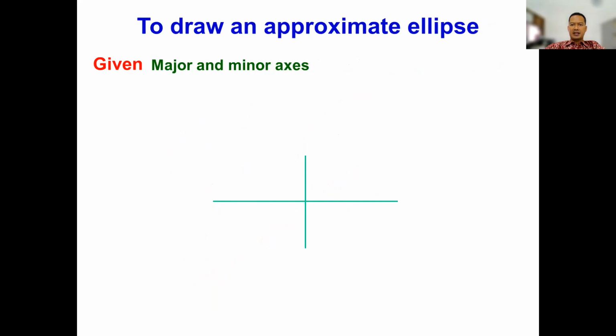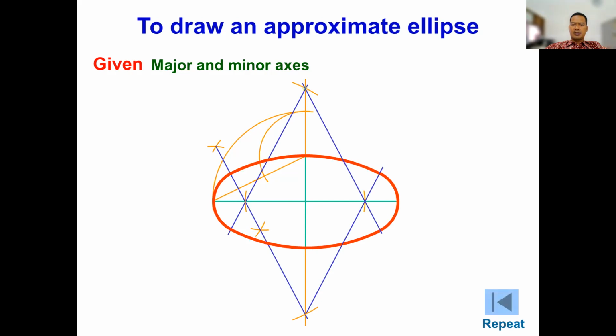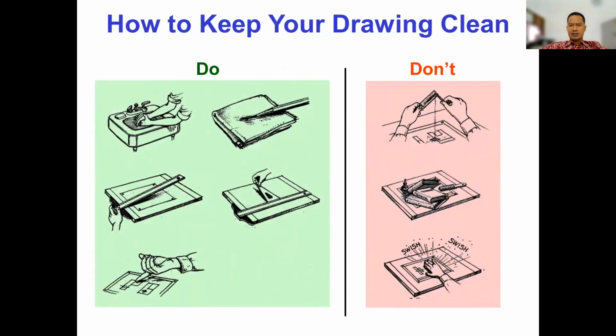To draw an approximate ellipse given major and minor axes, for example, we have major and minor axes like this. Just create a line, circle, and we get another intersection line like this. And then we continue to arch and we will get ellipse.